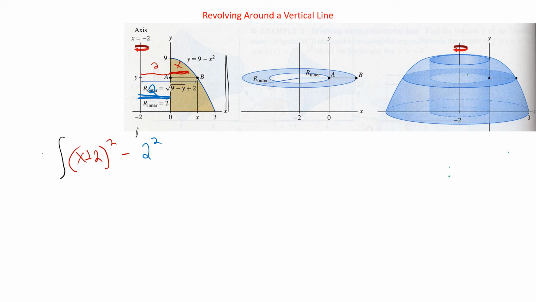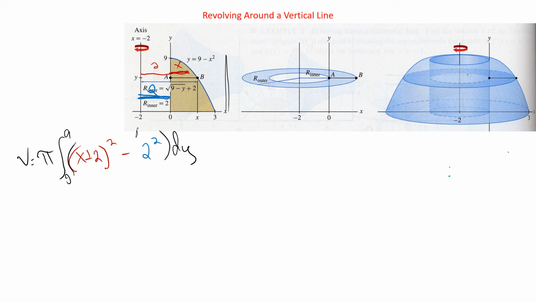Gonna have pi times the integral from something to something dy. So where do these hit? It's going from 0 to 9, because when x equals 0, y equals 9 minus x squared equals 9. So we'll go from 0 to 9. And that's going to be our volume, equals that. Now we're going to substitute in for y.